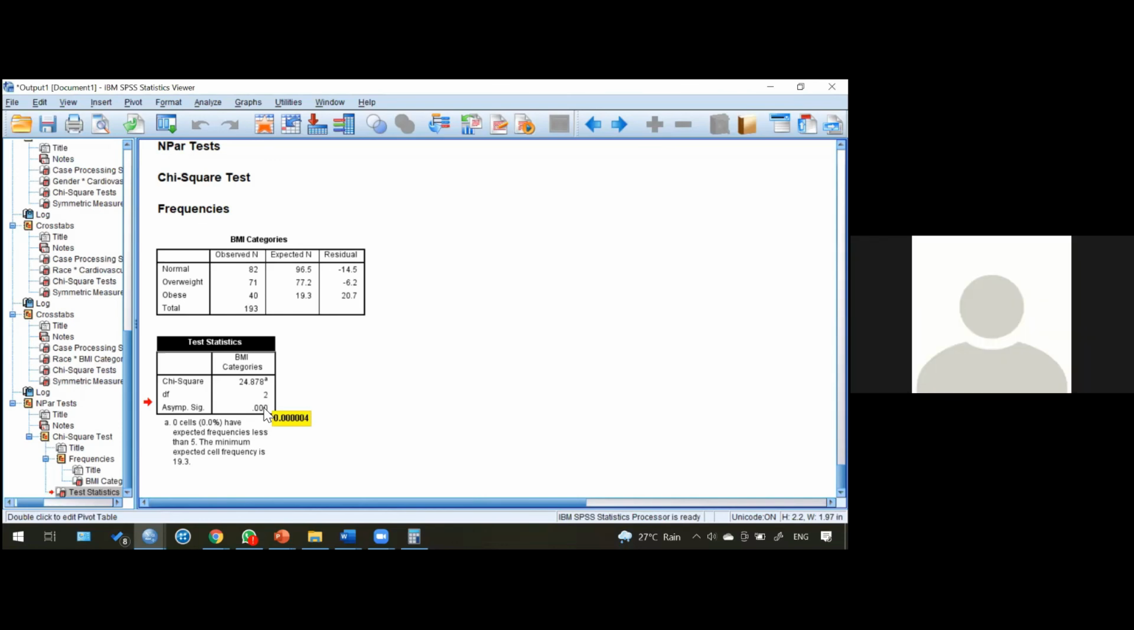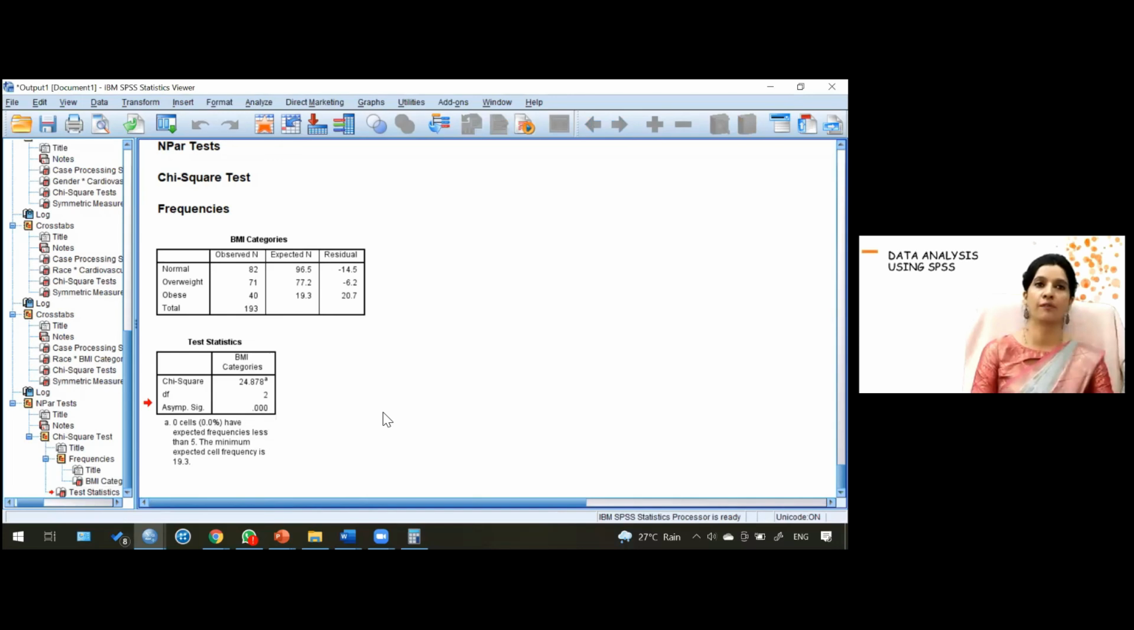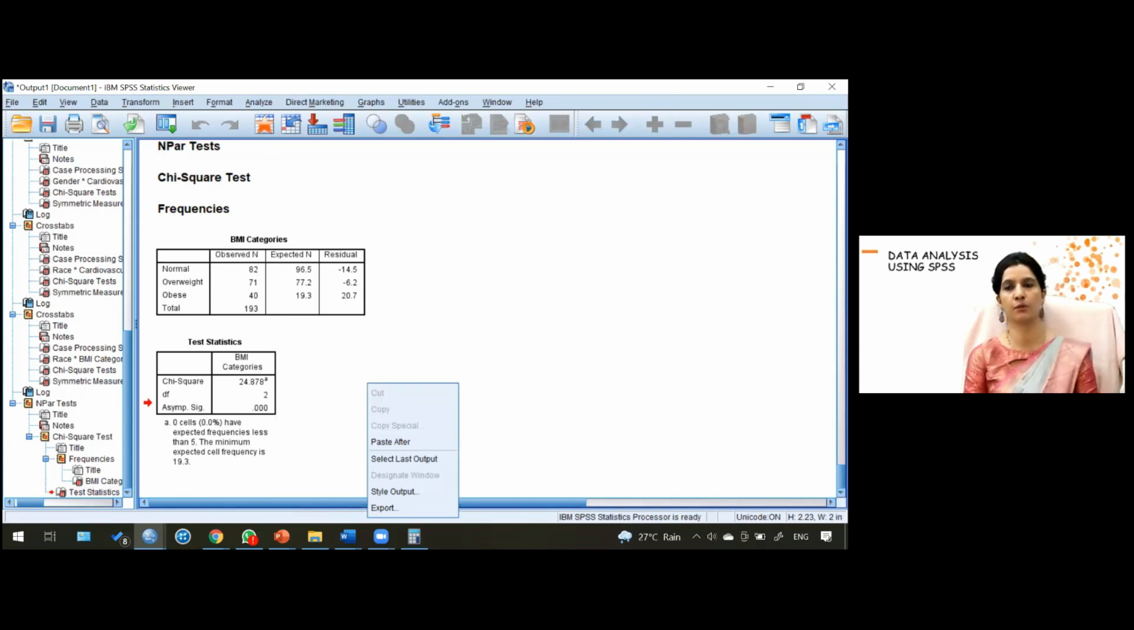Is it okay to everyone? This interpretation? Yes, ma'am. You have to double click that table of test statistics to get that p-value. Just double click that, and then if you keep your cursor here, you can see the actual p-value. This is true for any table. And here you can see again the expected frequency is 19.3, the minimum expected. So you can apply this goodness of fit test.